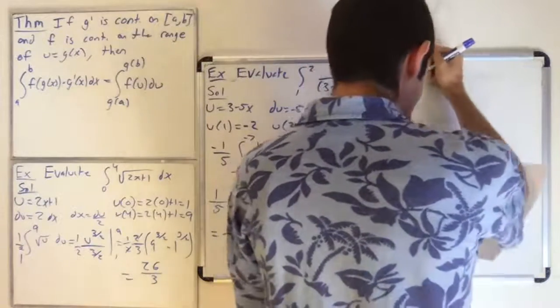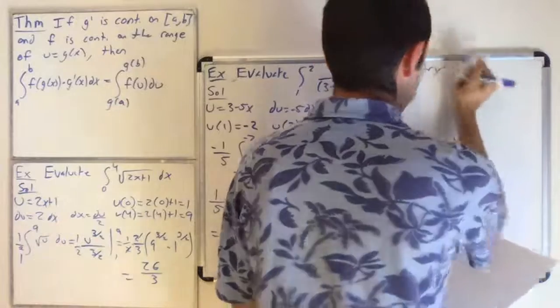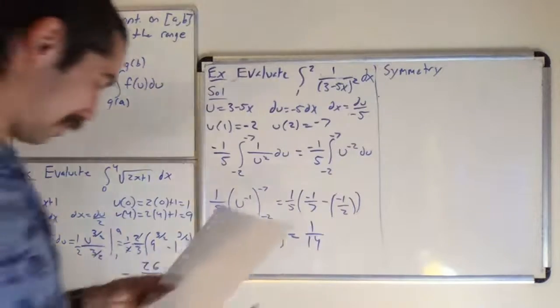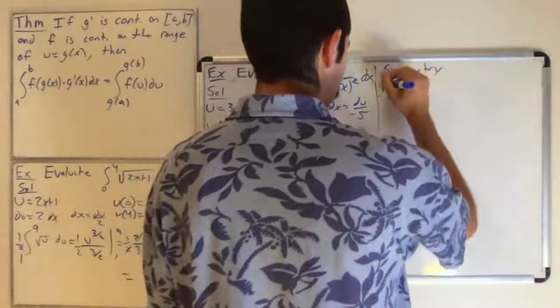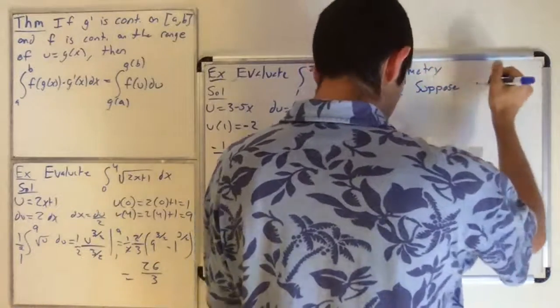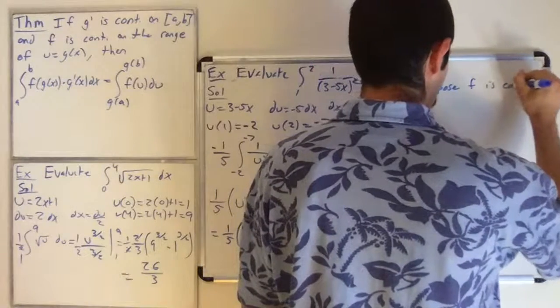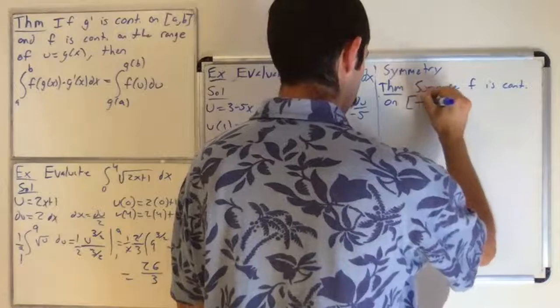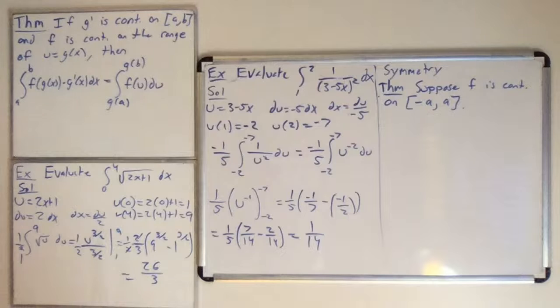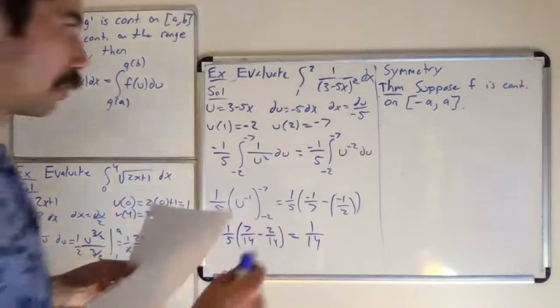This is how we integrate symmetric functions. Okay, as in not symmetric functions, but functions that are either even or odd. So we have a function that's continuous on the interval of negative a to a. So the theorem has two parts.